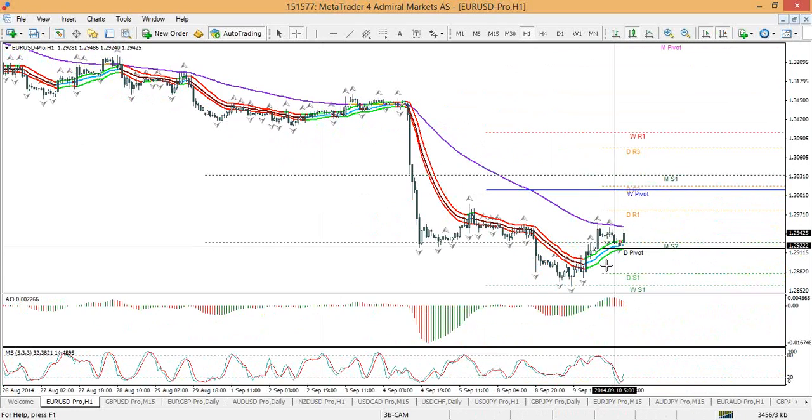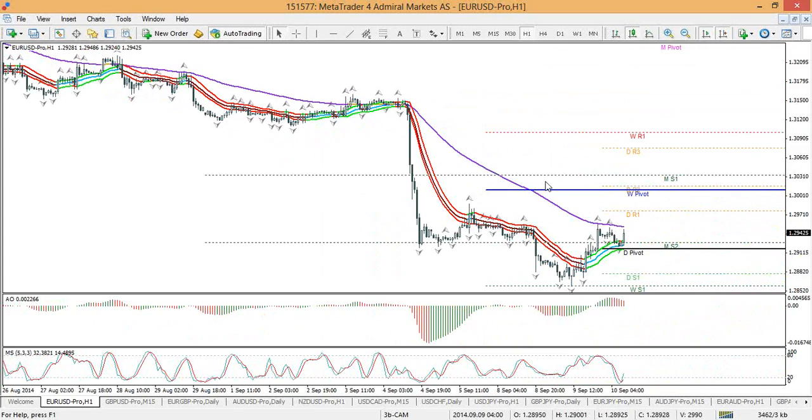So if you're trading the moving average strategy, what are we waiting for at the moment from a strategy point of view?